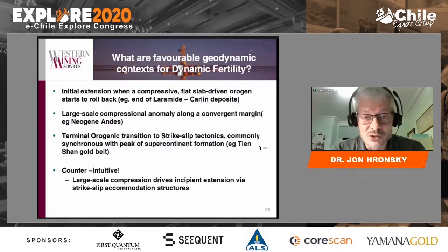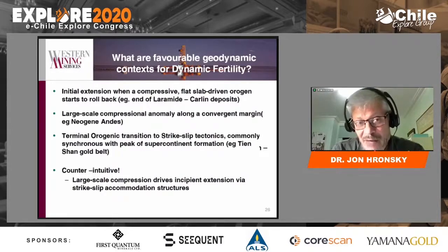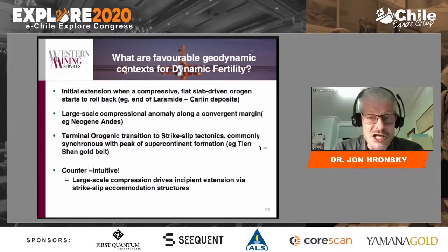And that's really the timing for the Carlin gold deposits in the US, for example. That's the end of the Laramide compression. But also, whenever we see a large-scale compressional anomaly along a convergent margin, and by large scale I mean on the thousands of kilometre scale, that's also a favourable geodynamic context. The reason is because a large-scale compressive anomaly is very good at activating steep strike-slip TLFs that are at a high angle to the margin. And the Neogene Andes is a really good example of that.